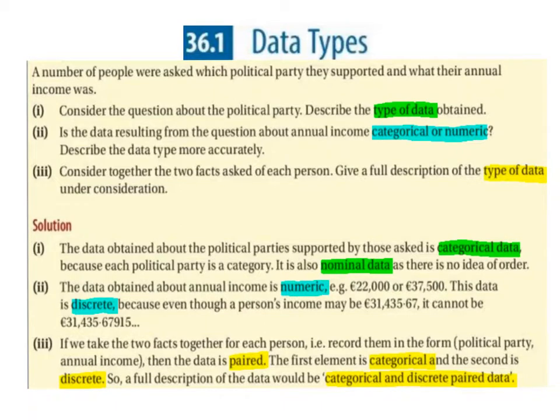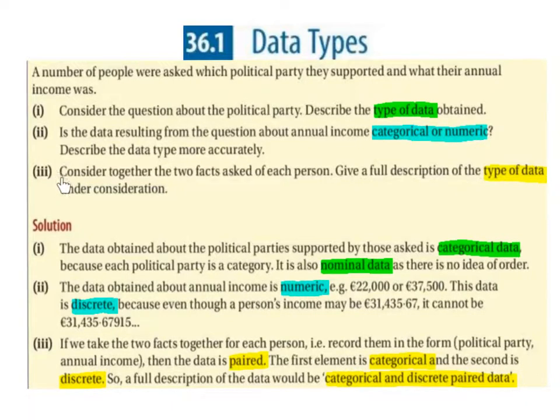This data is discrete because even though a person's income may be 31,435.67, it cannot be 31,435.67915... and so on. So discrete data must take a certain value. The opposite of discrete data is continuous data. Data that can take any value, for example, height, weight, time, length, mass, distance, etc.